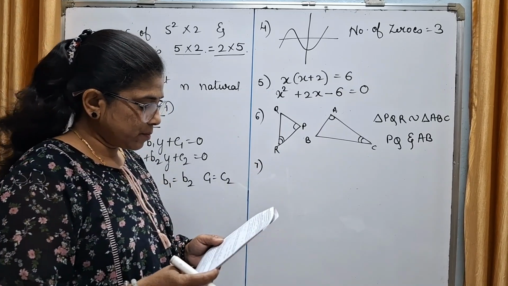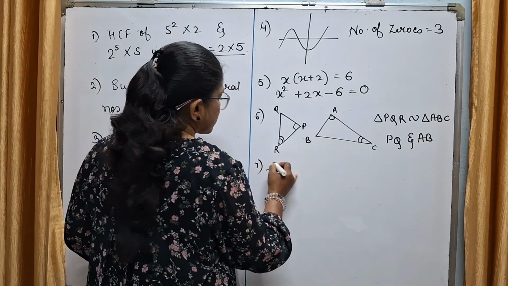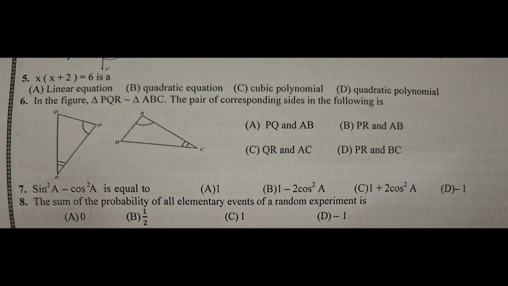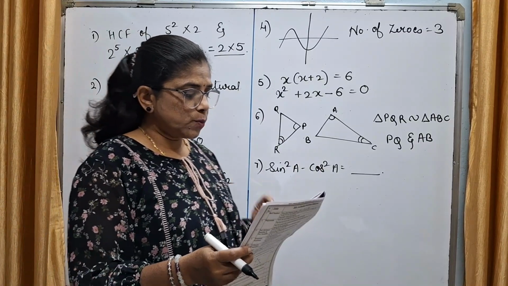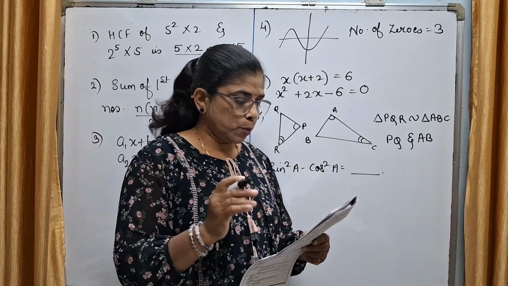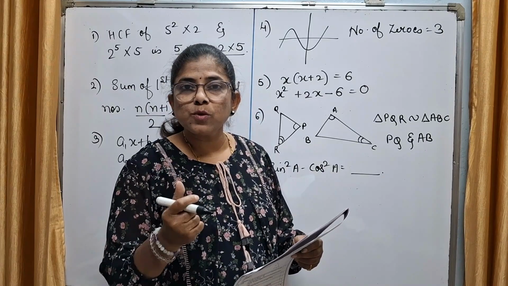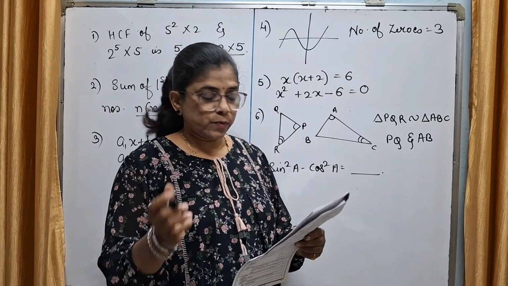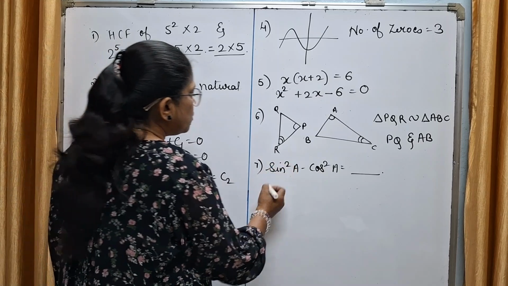Now the next question. Sin square A minus cos square A is equal to... The identity is sin square A plus cos square A is equal to 1. But here it is sin square A minus cos square A. Here the options are either 1, which is not possible, minus 1, even this is not possible, 1 minus 2 cos square A, 1 plus 2 cos square A. Okay, we want it in terms of cos.